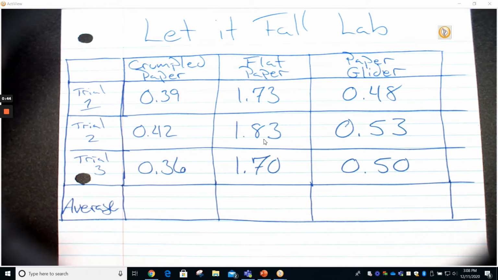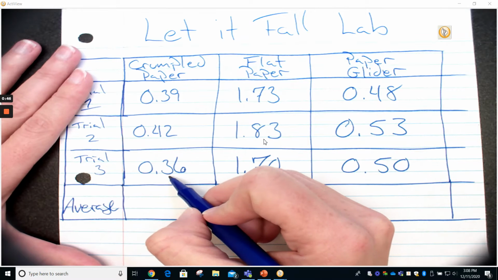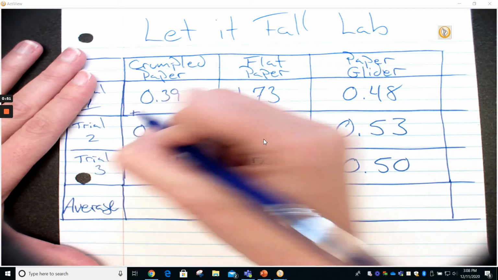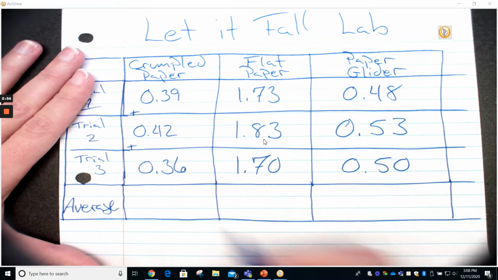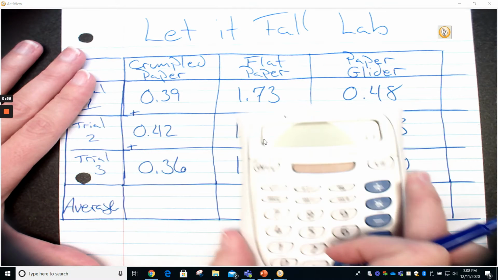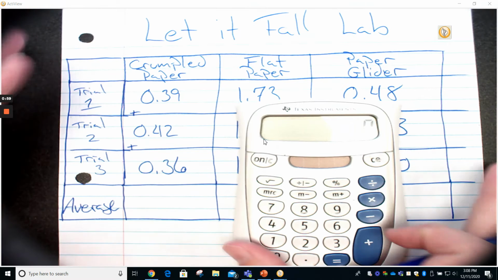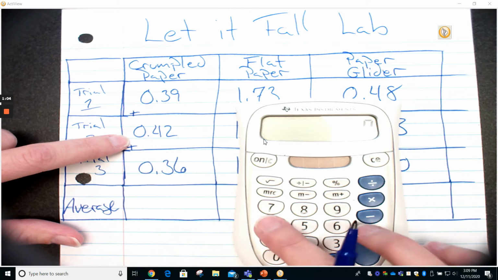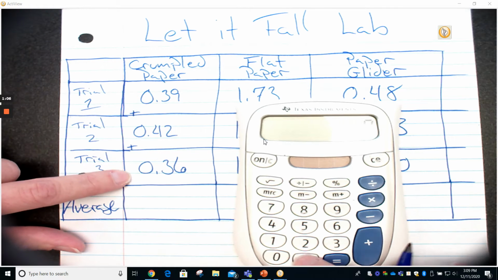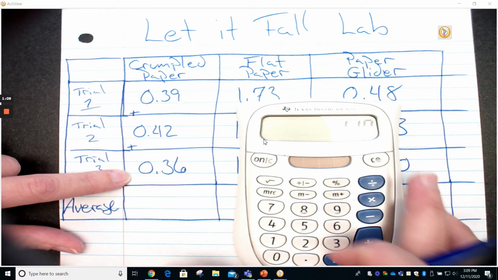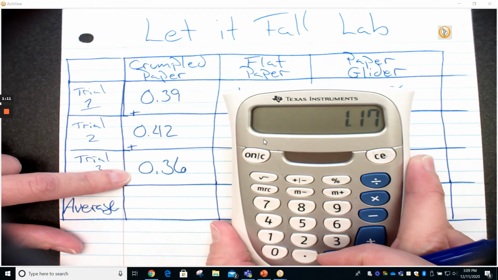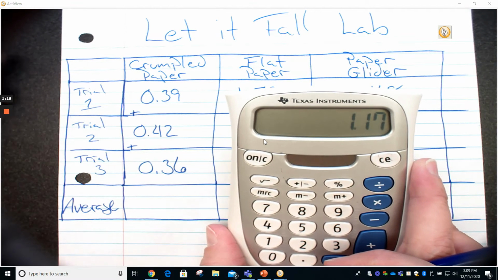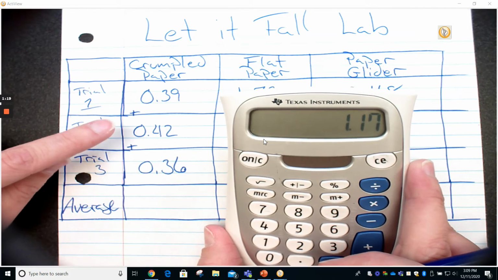The way we're going to do that is we're just going to add them up going down, and then we're going to do a little division. So we're going to add 0.39, 0.42, and 0.36. I'm using a calculator, and I want you to go ahead and use one too. So 0.39 plus 0.42 plus 0.36 equals 1.17. Now you'll be using your data to do this, so your numbers are going to be different, and that's totally fine. The how-to is the same.